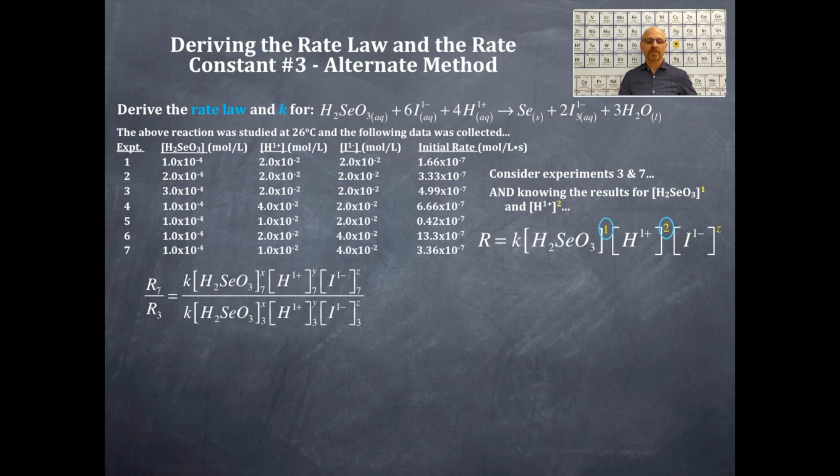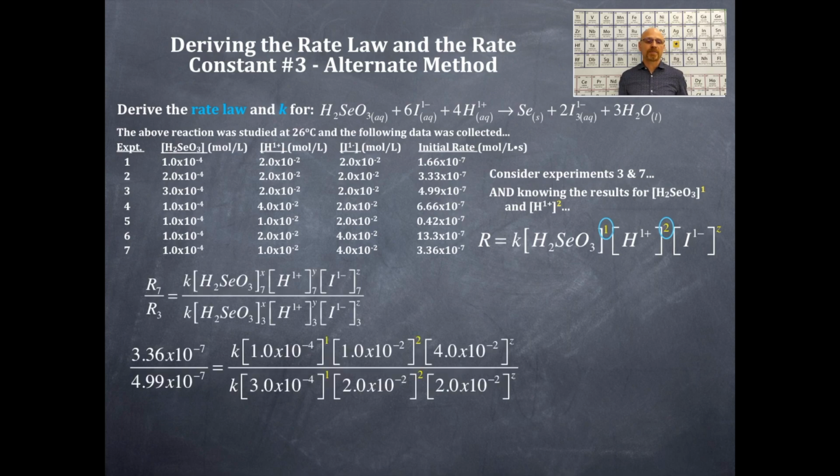So I'm plugging in experiment 7 in the numerator, experiment 3 in the denominator. So you should see those values in there. Again, I'm removing all the units here, and we'll come back to that when we derive the value of K later on. So you should see here that the H2SeO3 changes from experiments 7 to 3.